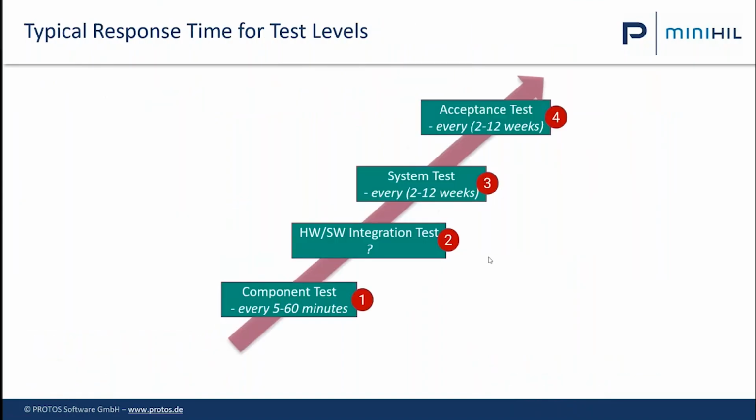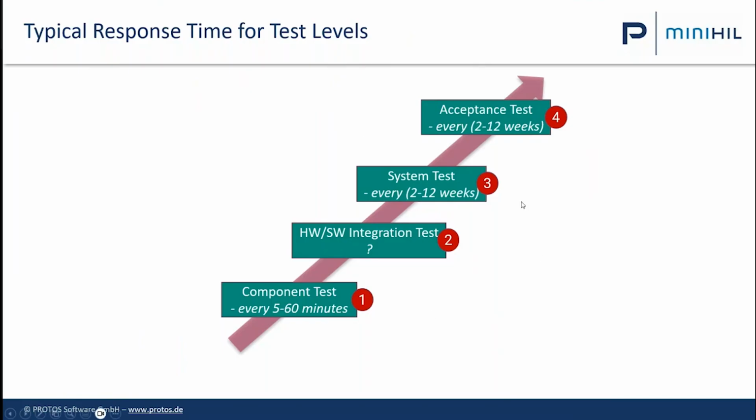Now let's have a look at the typical response times. We said we want to test very fast. At the lowest level, you usually have a component test, for example, a unit test or a software integration test on unit level. That's usually done within a couple of minutes for a normal embedded software. Then the hardware-software integration test is usually not done because there is not much equipment for that. So you might set up something for yourself, but that's usually hard to maintain.